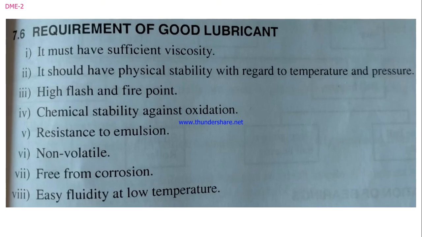Okay, so these are some of the points which we discussed in this class. So in the next class, we'll start with some of the bearing materials and properties, what a bearing is. Okay, we will discuss all those things in the next class.